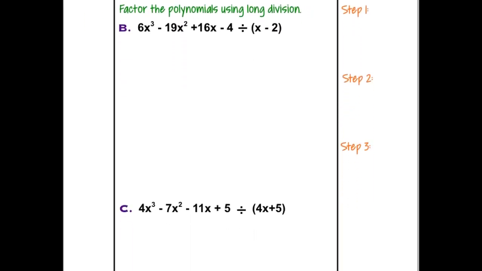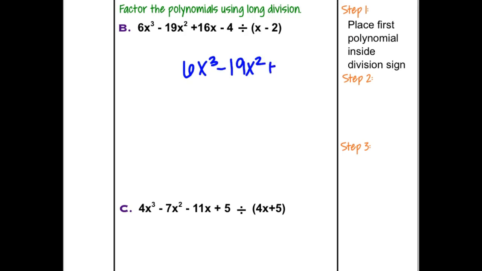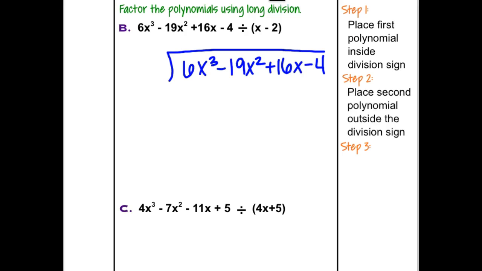So when we long divide, our steps look like this. Step 1, place first polynomial inside the division sign. So that means we're going to take our 6x cubed minus 19x squared plus 16x minus 4. Sorry, minus 4. Thank you for catching that. Minus 4 inside. Step 2 will be place a second polynomial outside the division sign. We put our x minus 2 out here.